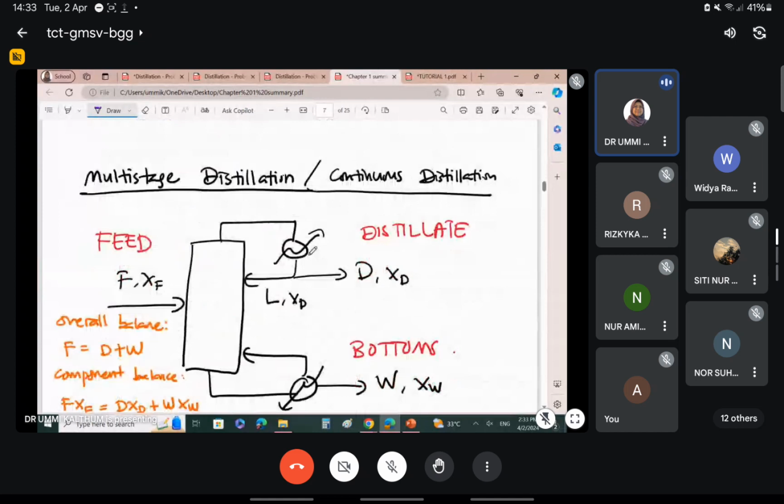Okay, now masuk multi-stage. Multi-stage distillation ataupun continuous distillation ataupun kita sebut rectification distillation ataupun fractionation distillation. Itu semua adalah benda yang sama. Term dia berbeza-beza, tapi prosesnya sama.